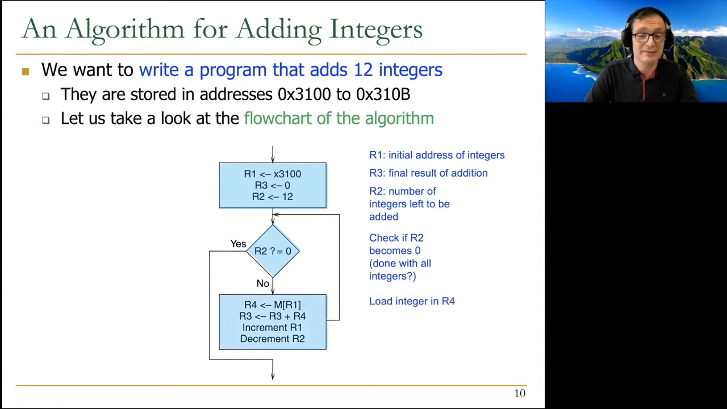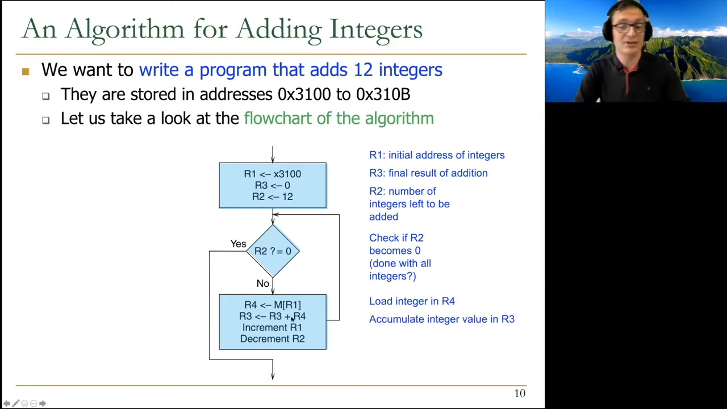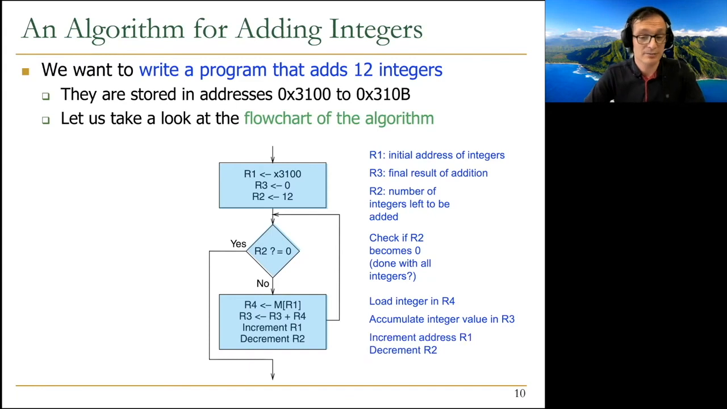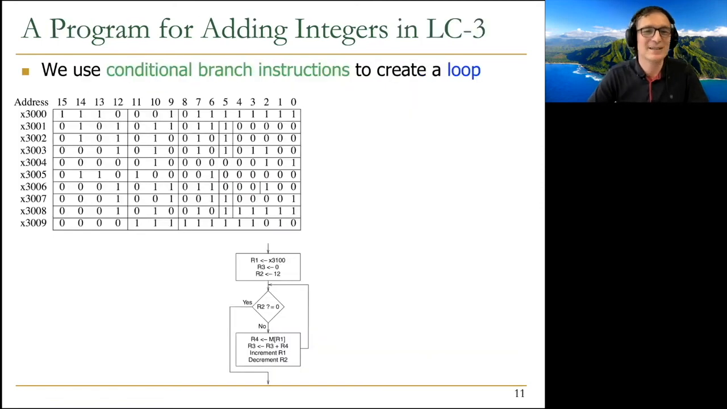If we're not done, we load the first integer into a register. Remember that R1 specifies the address, and that's doing the loading. Then we accumulate the integer value in R3, increment the address, and decrement the count of integers. And then you basically keep looping. Hopefully this is very similar and simple, and you've already written some programs in your life, at ETH for sure. But if you're taking this course as your first course, then this may be your first program to actually write. But that's not true at ETH.